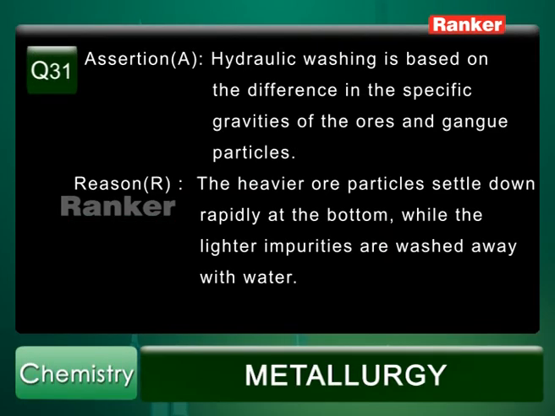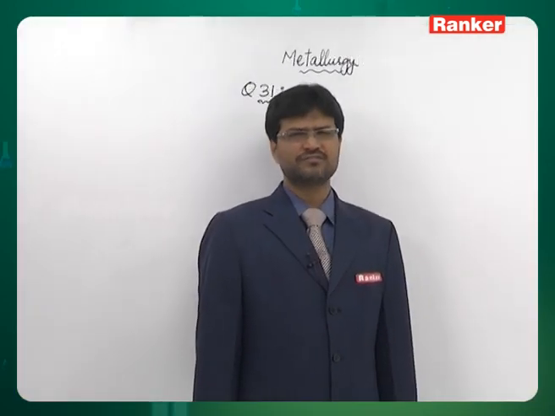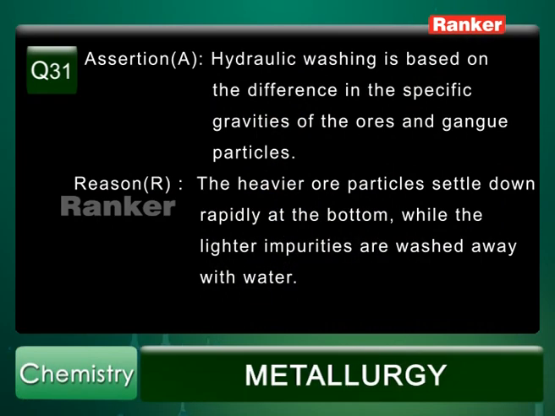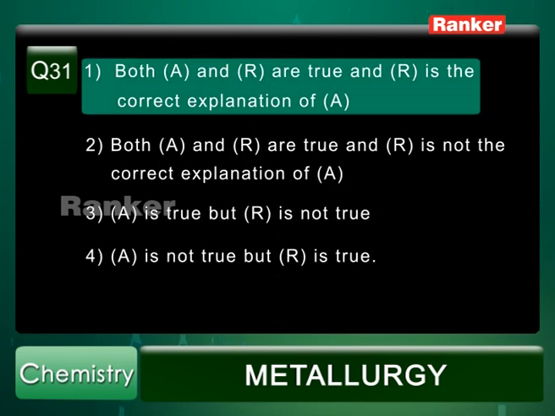Question number 31. Assertion is hydraulic washing is based on the difference in the specific gravities of the ore and gangue particles. This is a true statement. Lighter particles will flow down. Those are particles of impurities which flow down along with water. Now the reason: heavier ore particles settle down rapidly at the bottom while the lighter impurities are washed away with water. So the correct answer therefore is first option.